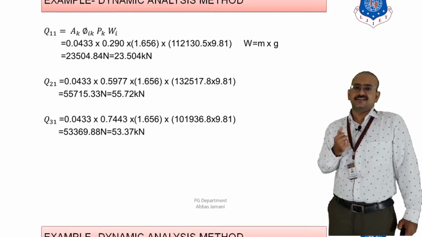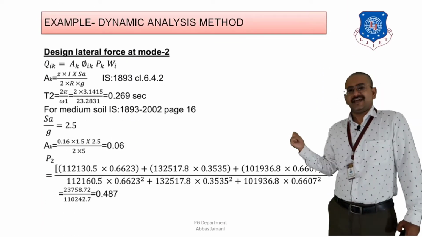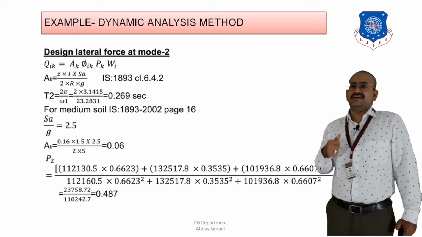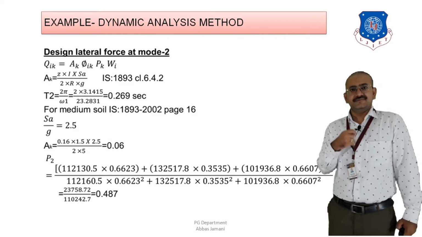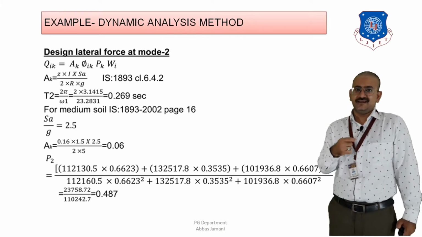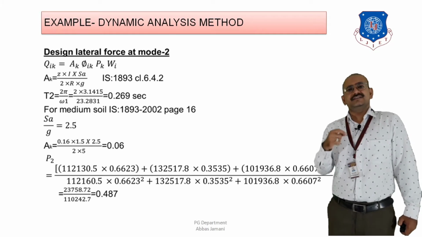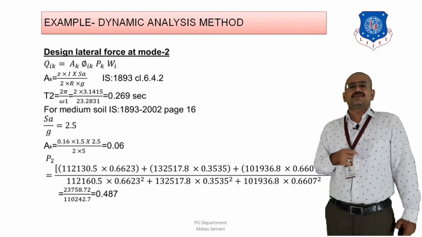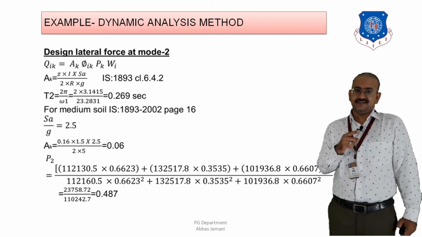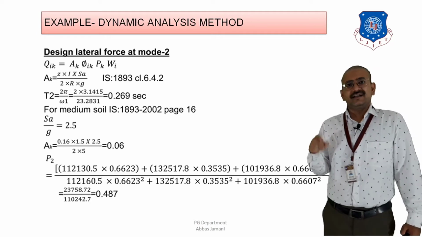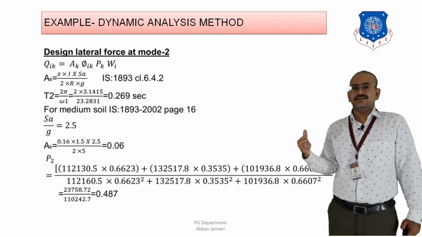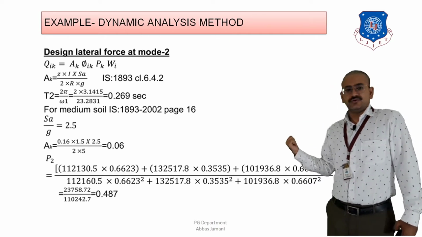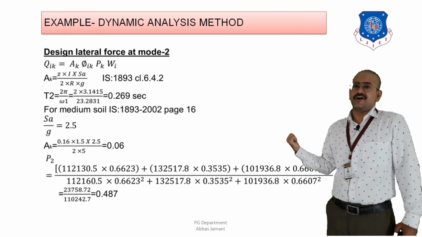Similarly, we have to calculate for the second mode. Now for the second mode, again we have to start with Qik is equal to Ak into phi ik Pk into Wi, where again our first task will be to calculate the value of Ak. As I have said earlier, we have to calculate for each of these modes independently. So again going back to the same formulas, all the values are going to remain the same except one, that is the value of Sa by g, because it is related to time period and time period is related to omega, that is angular frequency. So now if I substitute T2 is equal to 2 pi by omega 2, then I will get the value of T2 is equal to 0.269.